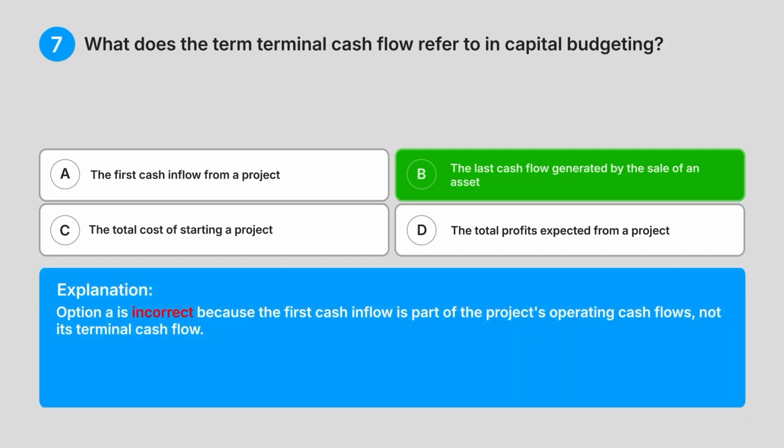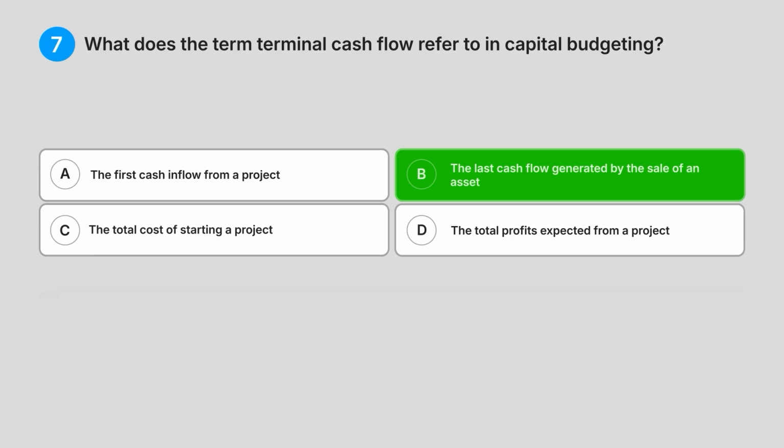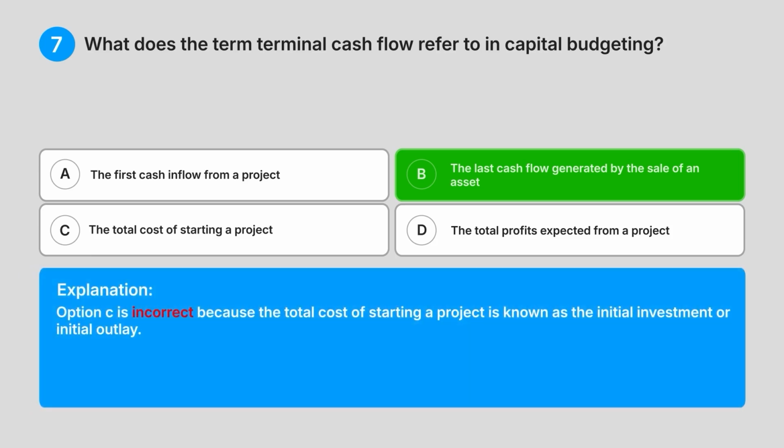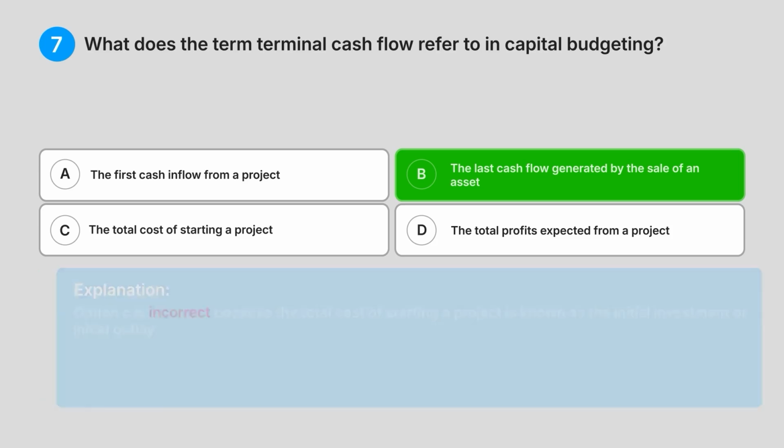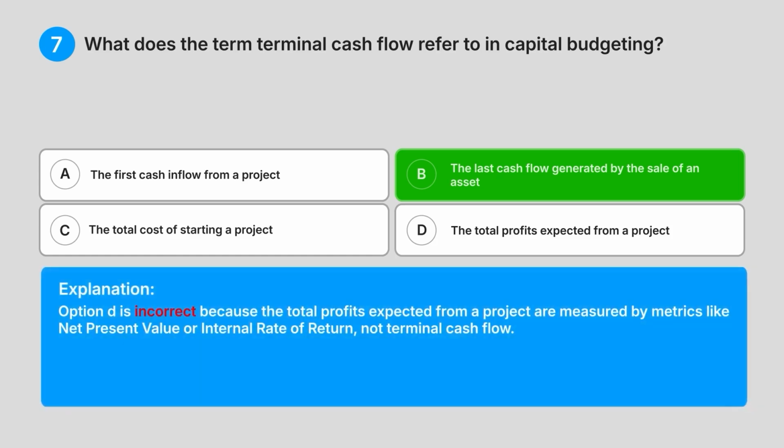Option A is incorrect because the first cash inflow is part of the project's operating cash flows, not its terminal cash flow. Option C is incorrect because the total cost of starting a project is known as the initial investment or initial outlay. Option D is incorrect because the total profits expected from a project are measured by metrics like net present value or internal rate of return, not terminal cash flow.